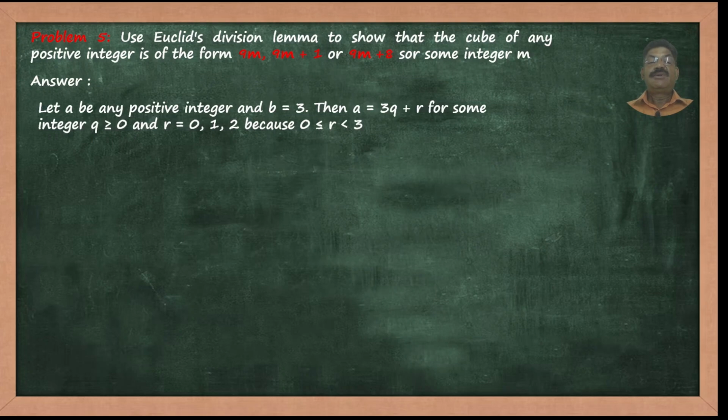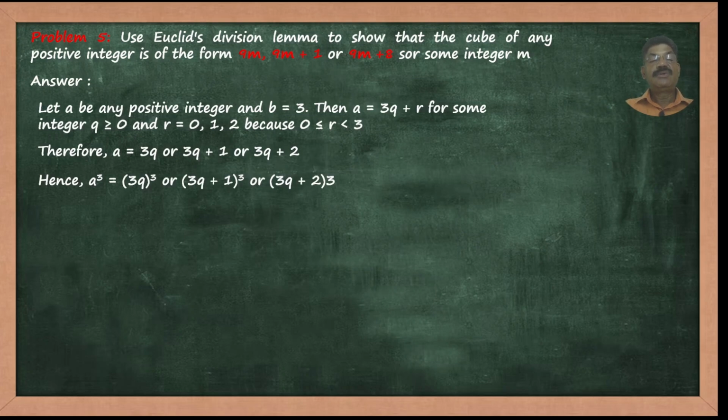So when I apply Euclid's lemma for a and 3, I get a is equal to 3q plus r for some integer q greater than or equal to 0, and r is equal to either 0 or 1 or 2, because r lies between 0 and 3. But r can assume the value 0 also. Therefore, a is equal to either 3q or 3q plus 1 or 3q plus 2. Now you raise all the sides to the power 3. So a cube is equal to 3q whole cube or 3q plus 1 whole cube or 3q plus 2 whole cube.